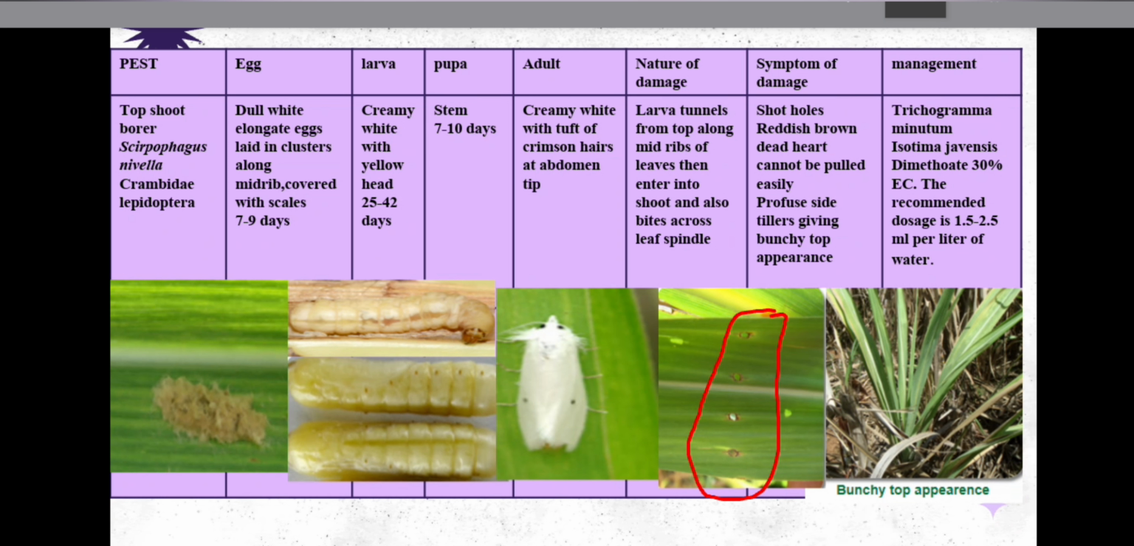Here there is no offensive smell and it cannot be pulled out easily. It is damaging the apical region of the plant. As a result, you see side tillers giving a bunchy top appearance. So in this way, you need to remember these three borer pests. Next.